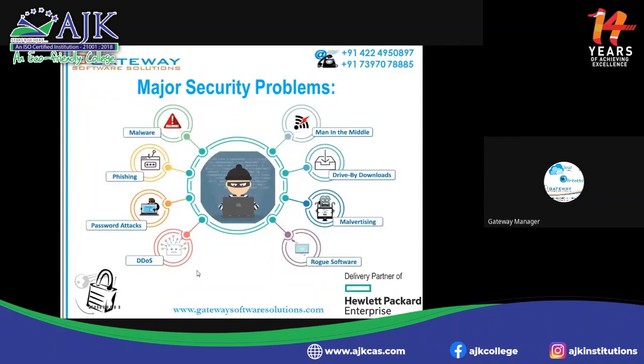What security problems may happen? We have a minimum of 8, and maximum different security problems that we face in the world. But here I thought to explain these 8 security issues: malware, phishing attack, password attack, DDoS, man in the middle, drive-by downloads, malvertising, and rogue software. These are the security problems we are facing. How we can overcome them, we are also going to explain right now.